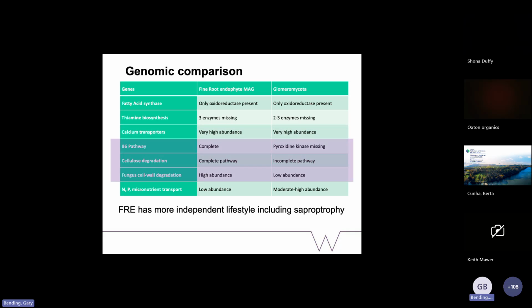And then we're able to look at its lifestyle. So we found that our fine root endophyte had a complete B6 pathway. And this is really to do with the way that it interacts with the plant as it grows through and colonizes the plant and as it responds to environmental stress. The Glomeromycota don't have a complete pathway. They're much more dependent on their host for response to stress, indicating they colonize the plant in different ways. Also, the fine root endophyte has a complete cellulose degradation pathway. They're able to degrade fungal cell walls, so they're more saprotrophic than Glomeromycota.